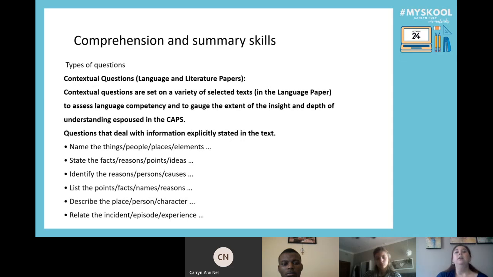The comprehension and summary skills contextual questions are used for a variety of selected text in the language paper and to assess the language competency and gauge the extent of the insight and depth of understanding of the text. Dube, how do you ensure that you understand the text when you read a comprehension? I ask myself questions to make sure that I understand what I'm reading, and I try to read it multiple times.